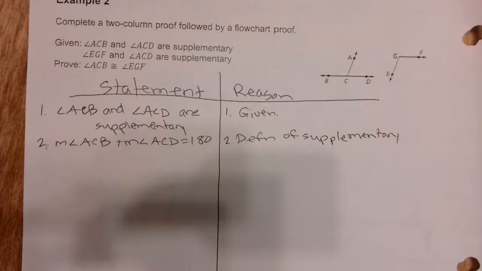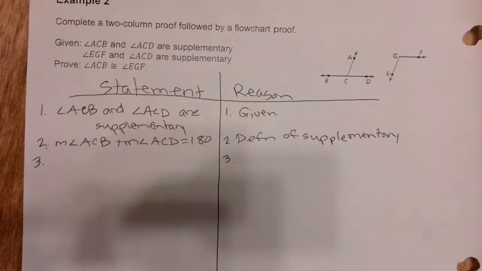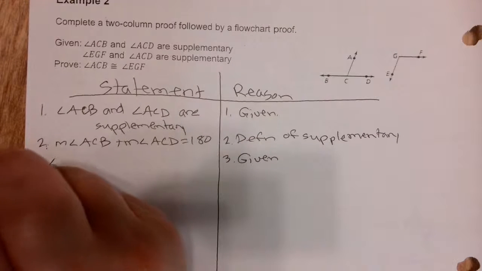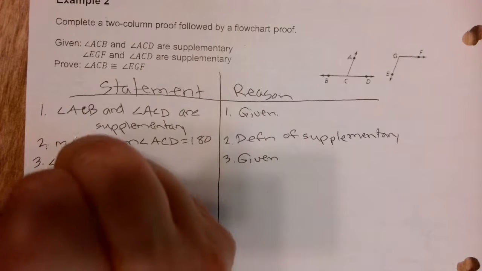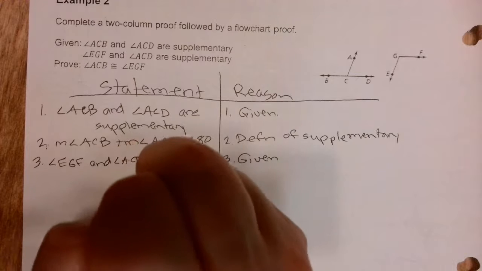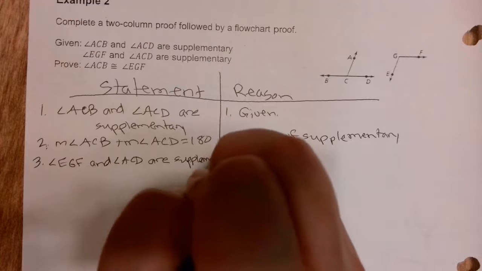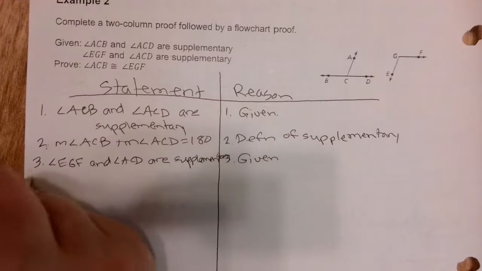Now that's all we can conclude at the moment. So if in doubt, go back. Are there any other givens? There is. Let's use that one and see what happens. Angle EGF and angle ACD are supplementary. Given.